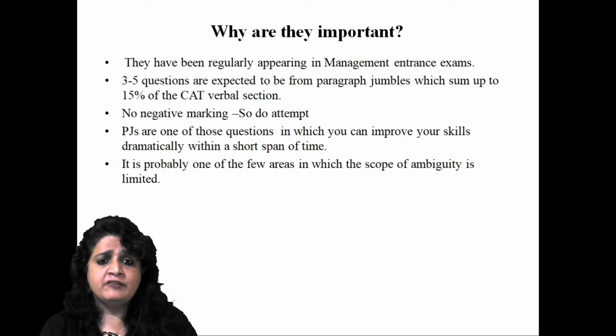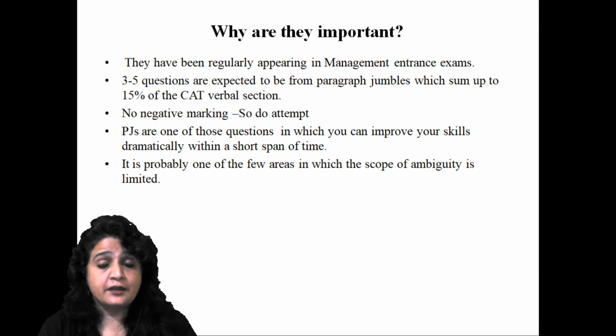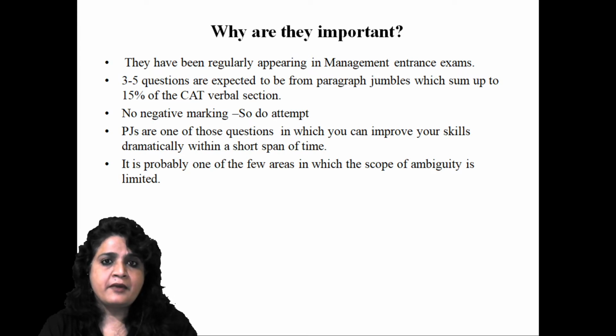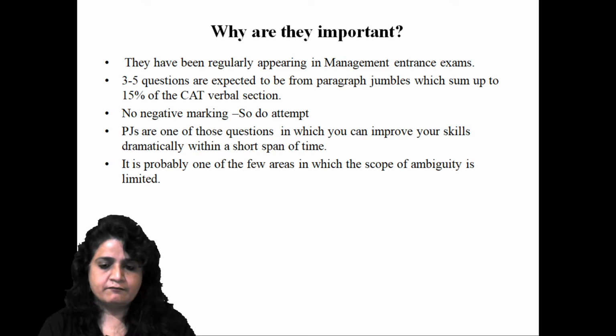And it is probably one of those few areas in which the scope of ambiguity is limited. In RC, reading comprehension, you possibly always have this dilemma whether this option is correct or this option is incorrect. You possibly are not sure about marking your answers with certainty. But in a parajumble question, you can have certainty because it's based on some application. If you apply those rules clearly and correctly, you can have accuracy in this set of questions. Okay?